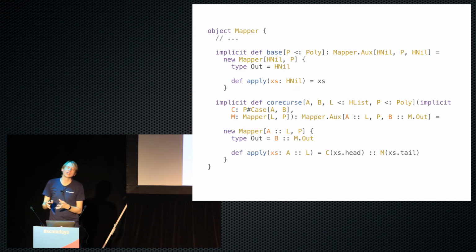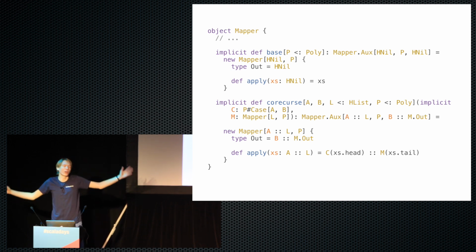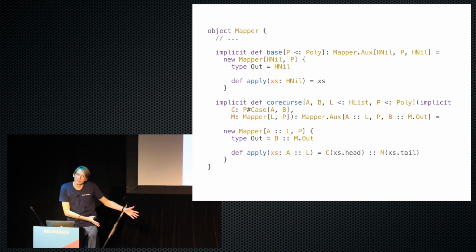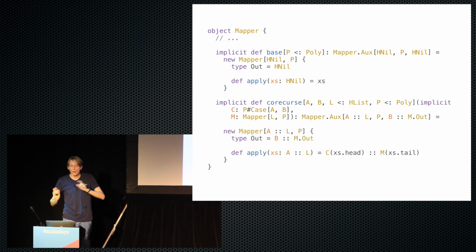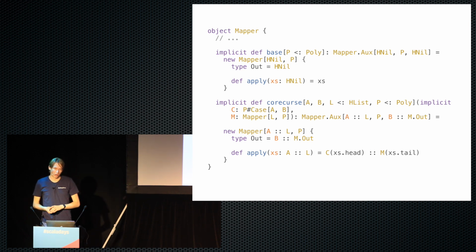And it's going to have two cases this time. It's going to have the base case, which is for whatever poly we're going on, where if you're mapping over the empty list, the result is the empty list. Nothing too crazy there. It really doesn't matter what poly we're given. However, if we're not in the empty list case, we need to actually do some more implicit work.